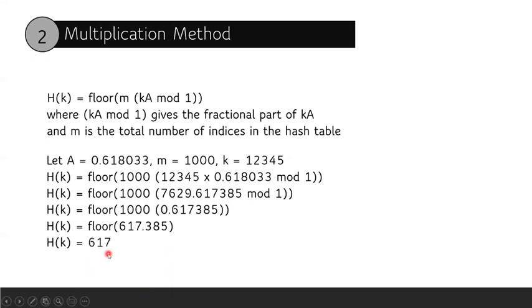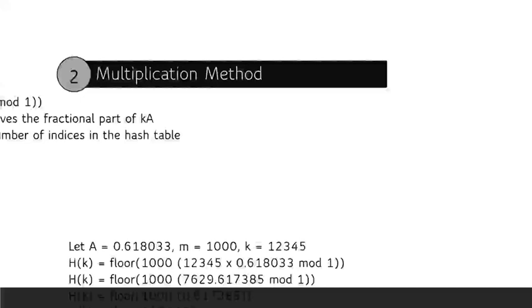And it leads me to 617, which is my key, which is my index. So I will be storing this key 12345 at index 617. Now let's proceed to the next method.